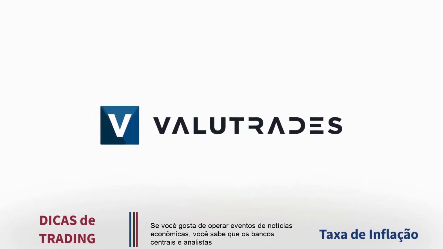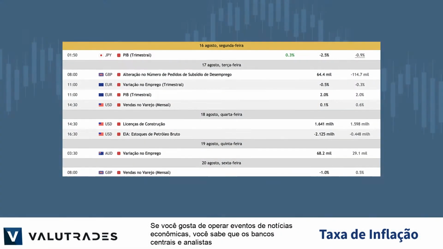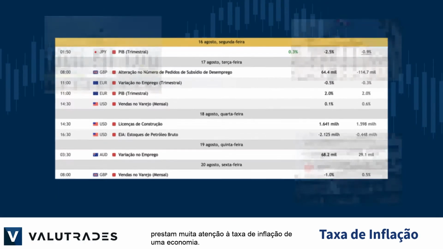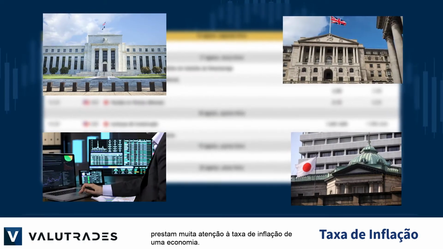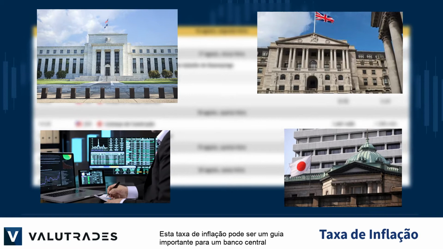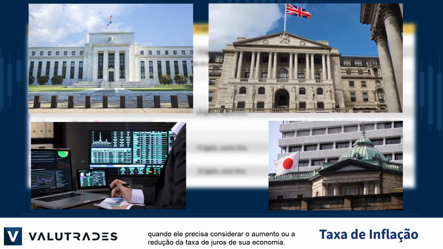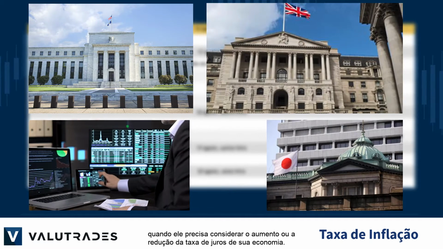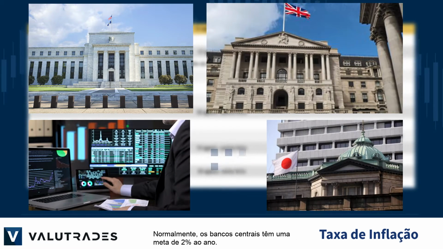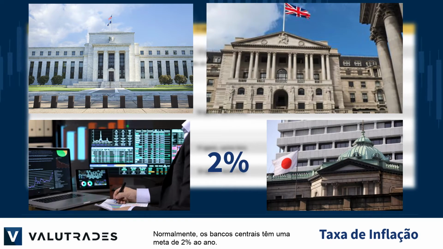If you like to trade economic news events, you will know that central banks and analysts pay serious attention to an economy's rate of inflation. This rate of inflation can be an important guide to a central bank when it needs to consider raising or lowering its economy's interest rate. Typically, central banks have a target of 2% per year.